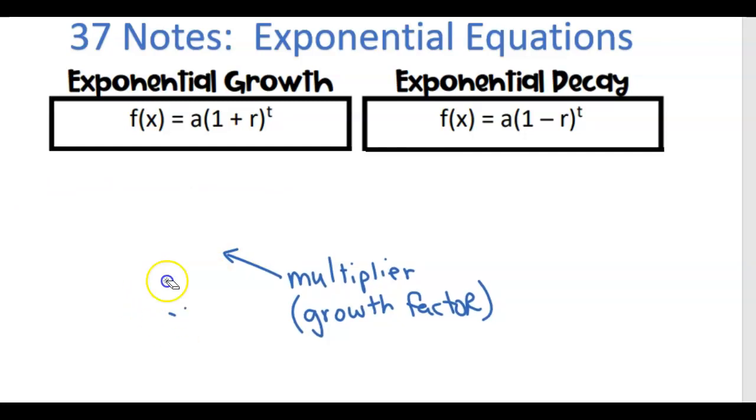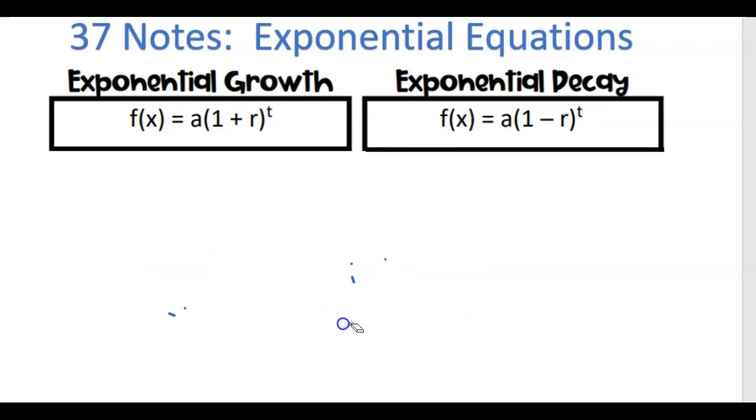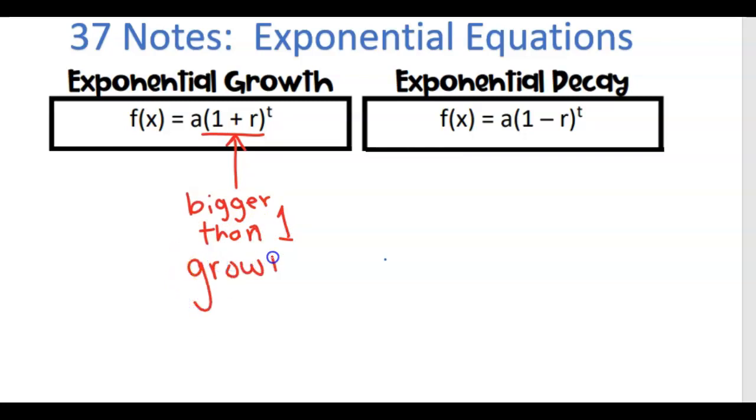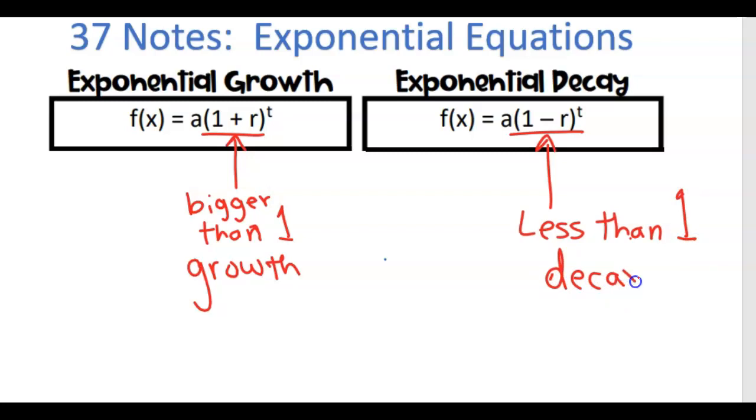Let me move this for a minute. If this number right here is bigger than 1, then you have growth. If this number right here is less than 1, then you have decay, and decay means it's going to be decreasing. So add that to your equations, your formulas. If the base number is bigger than 1, it has a growth equation. If your base number is less than 1, it's a decay equation.